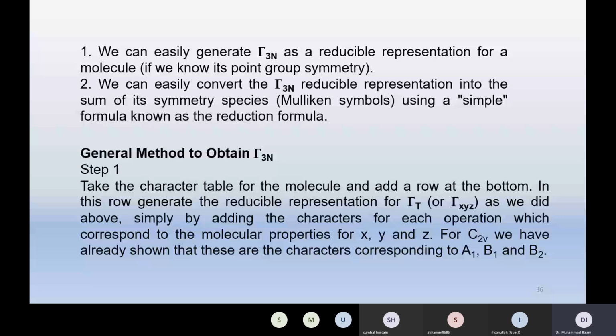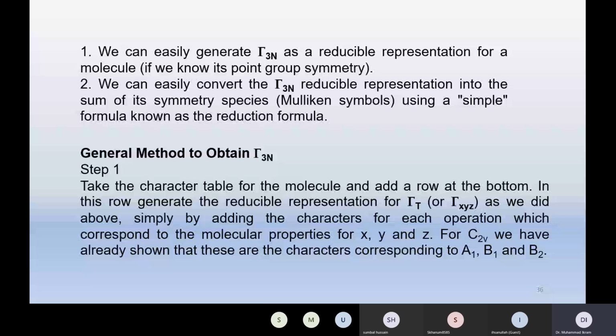We can easily convert the 3n gamma reducible representation into the sum of its symmetric species Mulliken symbol using a simple formula known as the reduction formula. तो अभी reduction formula की बात हम करेंगे कि reduction formula क्या चीज़ होती है. General method to obtain gamma 3n.